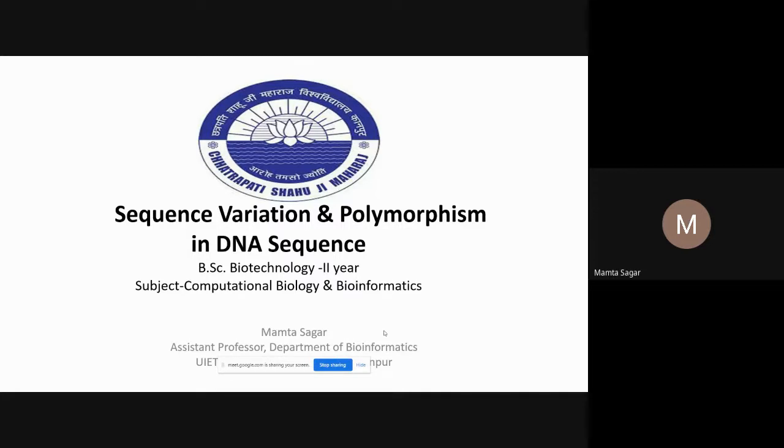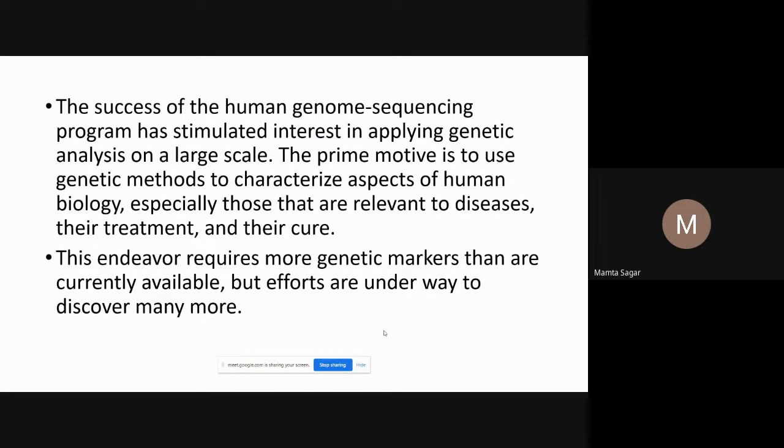So, today we are going to study sequence variation and polymorphism in DNA sequence. The sequence variation can include amino acid variation also. Your topic is polymorphism in DNA sequence, because we know that the source of variation is the DNA and the gene, and that is responsible for the production of different types of proteins, which can be visible at the phenotypic level.